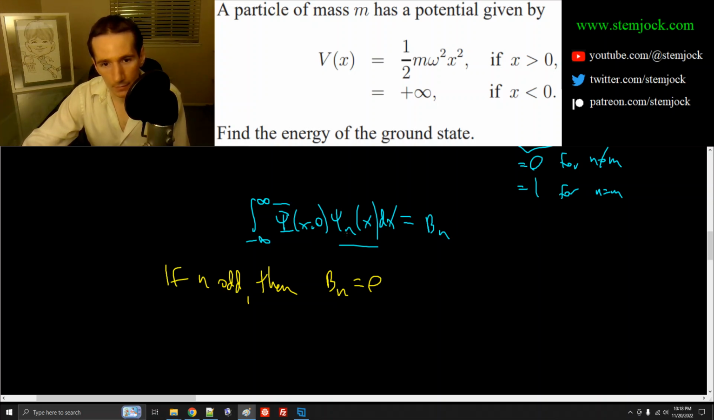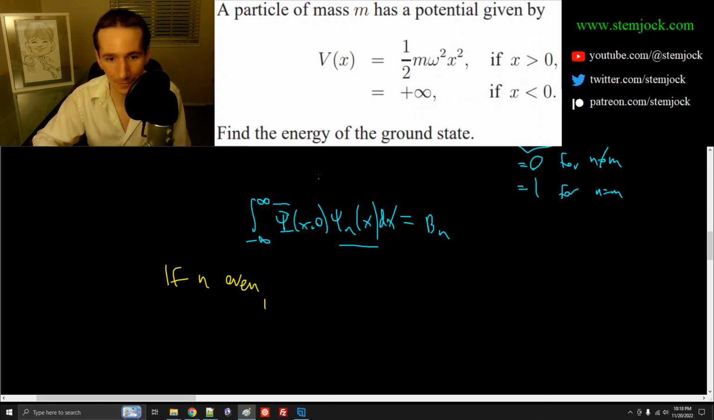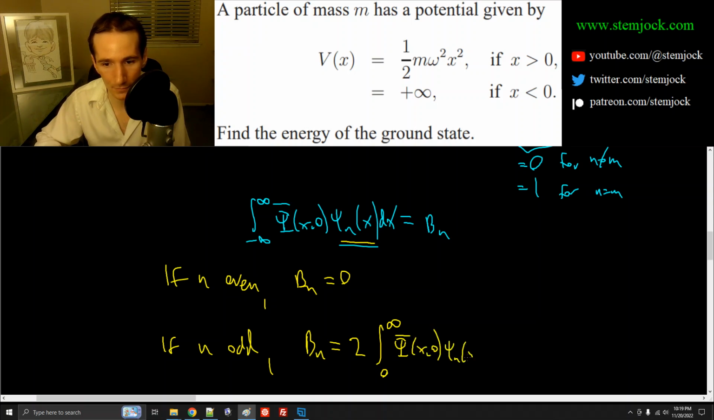Now, if psi_n is an odd function, then no, I'm sorry, it's the other way around. So if n is even, then psi_n is even, and the product of an even function and an odd function, psi bar(x, 0), is going to be an odd function, and then Bn is equal to 0. If n is odd, then psi_n is odd, and the product of an odd function with an odd function is even, and we can write this as double the integral from 0 to infinity of psi bar(x, 0) times psi_n(x) dx.